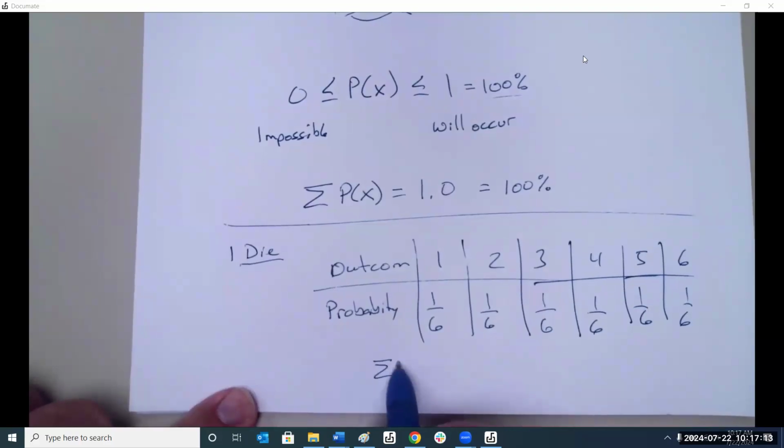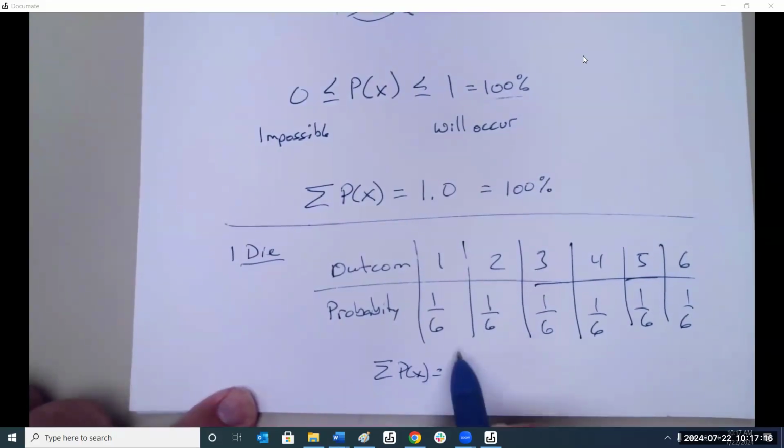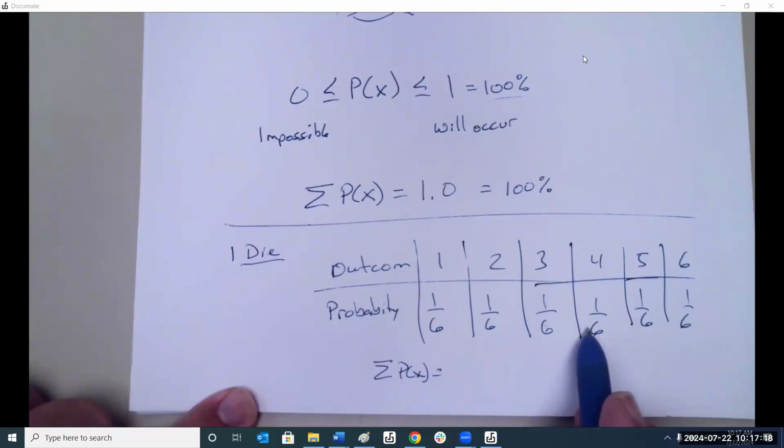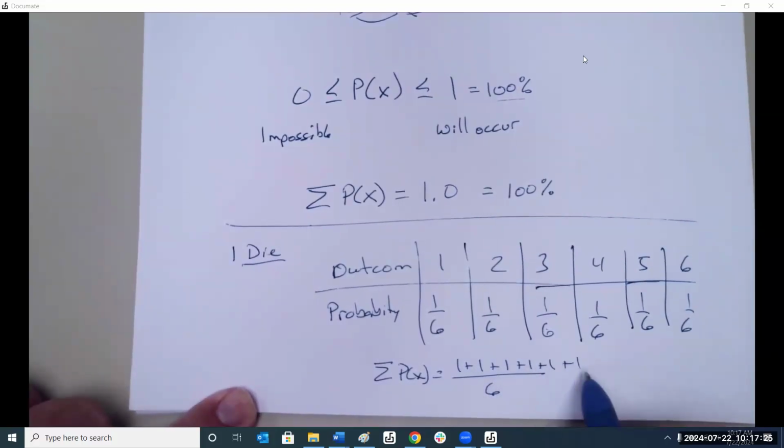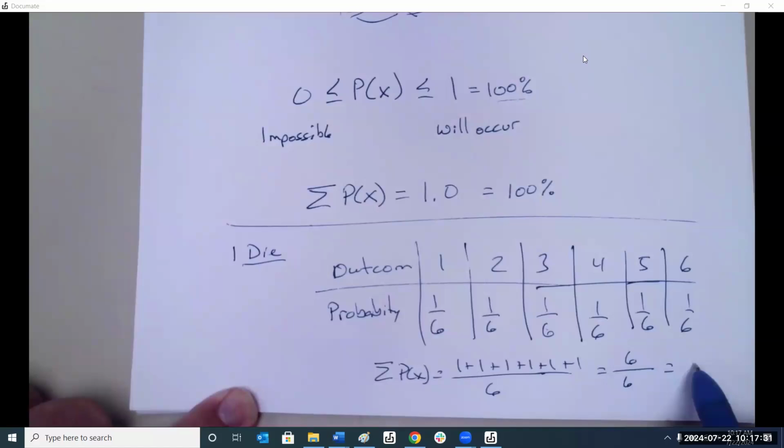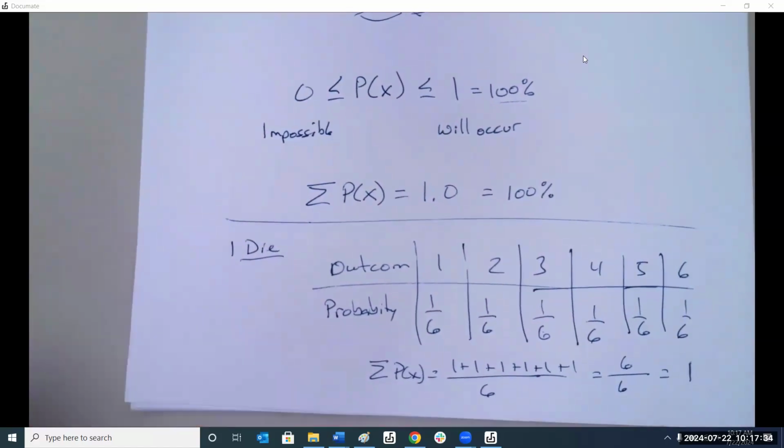If I add up all my probabilities, 1/6 plus 1/6 plus 1/6 and so on, they all have a 6 on the bottom, so I just add the tops. There are 6 of them, so 1 plus 1 plus 1 and so on is 6. 6 over 6 is 1. If your probabilities do not equal 1 when you add them all together, you did something wrong. Go back and look at it again. These are always checks and balances.